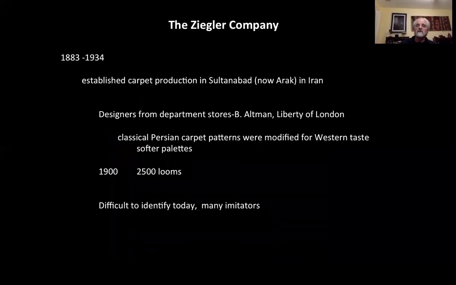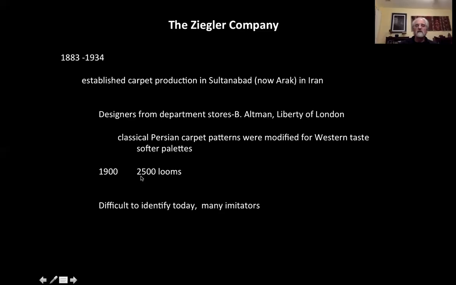So, for example, the Ziegler Company set up production in northern Iran. And other companies came into the area as well, and they would set up production. They would employ weavers in villages or set up workshops. And they would tell them, okay, we want this many 9x12s or 4x7s or whatever it was. And by the way, our customers like these patterns, and they're not very happy about those patterns. So that really had an enormous influence on the kinds of pieces that were being produced for the Western market.